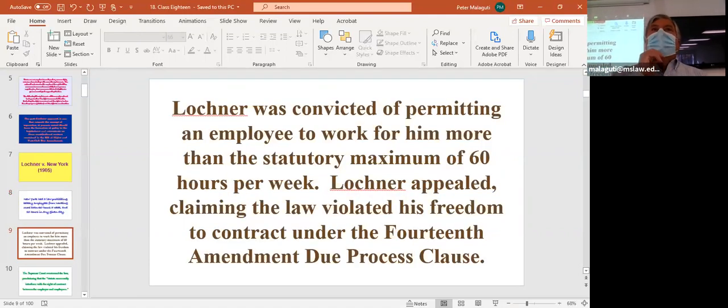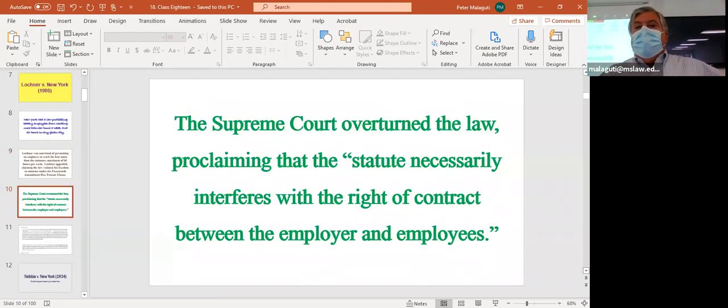He obviously, without the need to pay overtime, there really were no overtime laws back in 1905. He seems to be pushing his bakers right to the limit, making them work more than 60-hour weeks, not paying them overtime. He gets cited for violating this law, and he challenges it. He appeals, and the case eventually makes its way up to the United States Supreme Court.